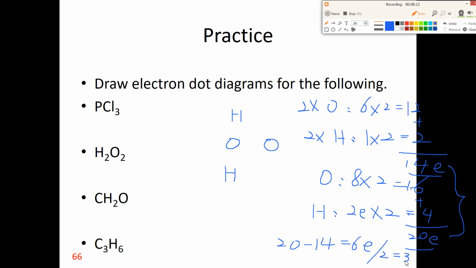So we have 3 bonds, 3 pairs, because each bond is 2 electrons. So 6 electrons we need to share, and 3 pairs. So in this, 3 pairs, so we can draw this way, this way, this way, 1, 2, 3. We have 3 bonds, right? 3 bonds, 3 pairs, 6 electrons. This is based on our calculation.